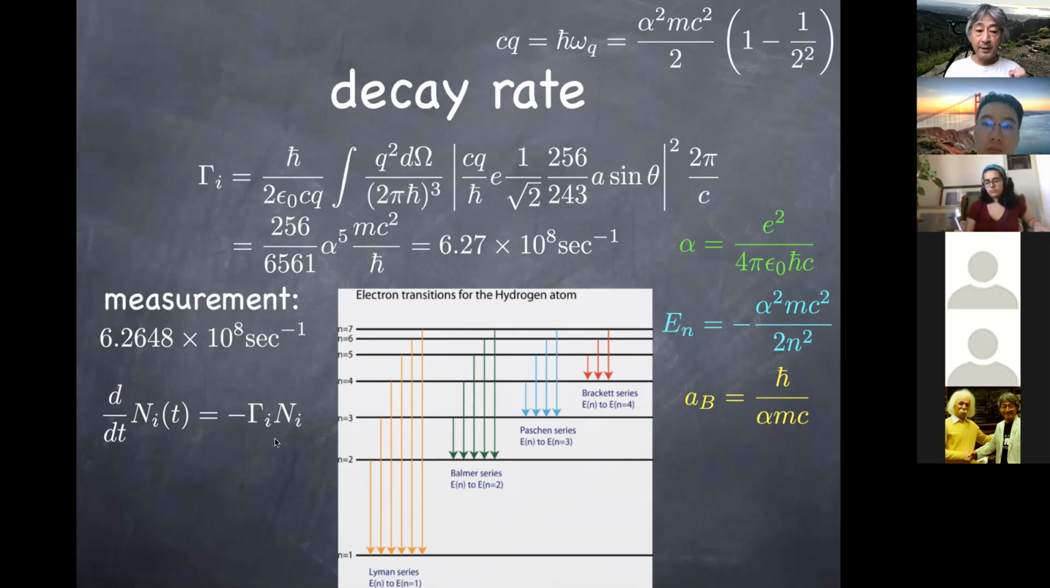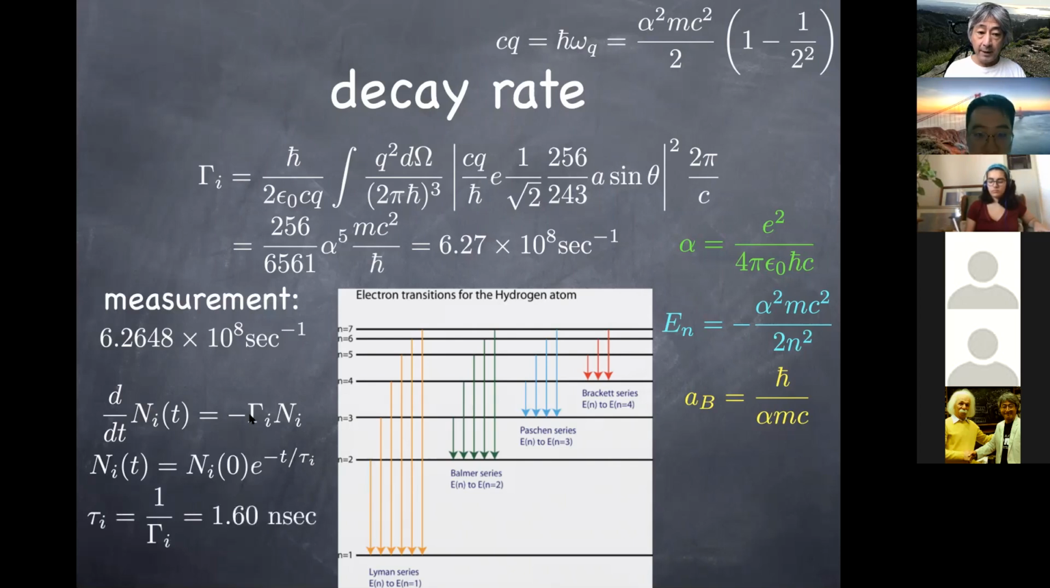And by integrating this simple differential equation, you find this exponential law of decay, which I'm sure you have seen before. And what actually appears as the time scale here is the lifetime of that state. And comparing this differential equation with the solution, you can identify that the lifetime tau is just the inverse of gamma. And the inverse of gamma we computed is 1.6 nanoseconds.